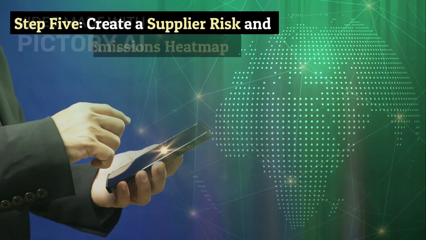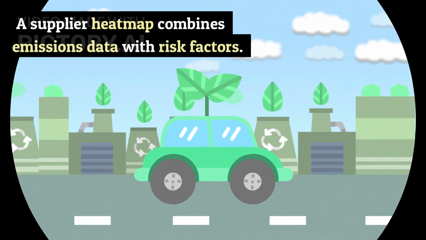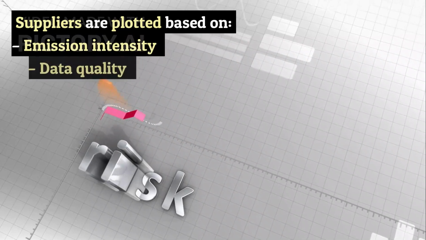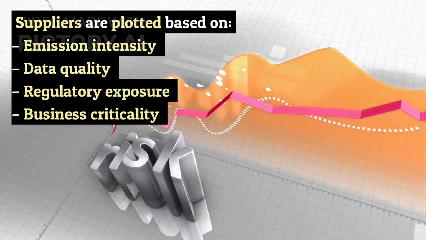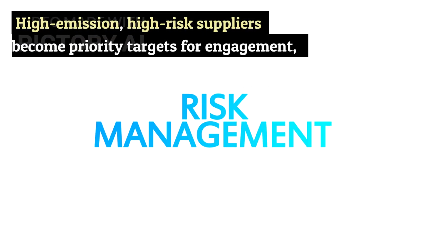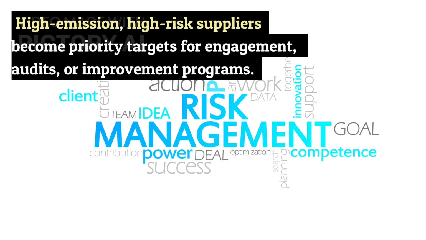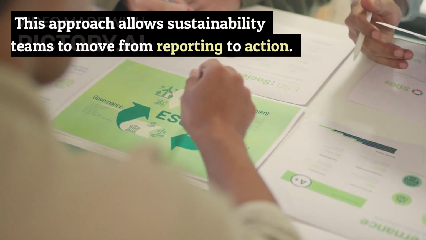Step 5. Create a supplier risk and emissions heatmap. A supplier heatmap combines emissions data with risk factors. Suppliers are plotted based on emission intensity, data quality, regulatory exposure, and business criticality. High emission, high risk suppliers become priority targets for engagement, audits, or improvement programs. This approach allows sustainability teams to move from reporting to action.